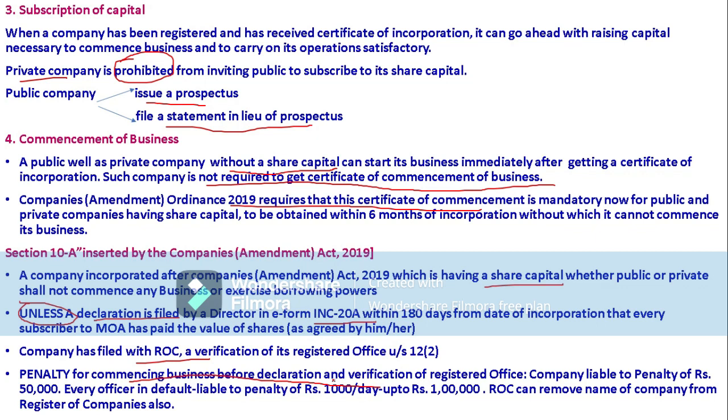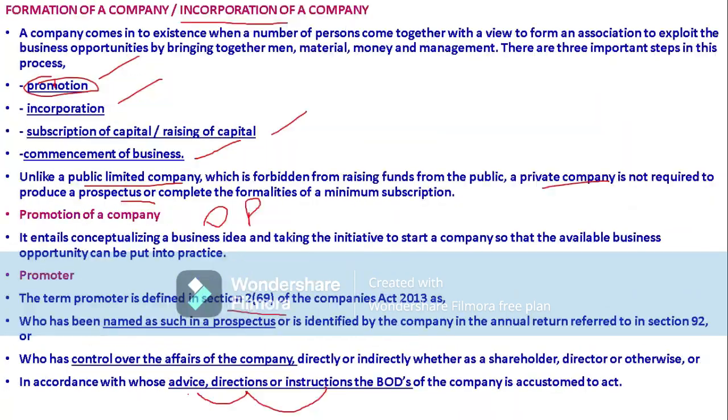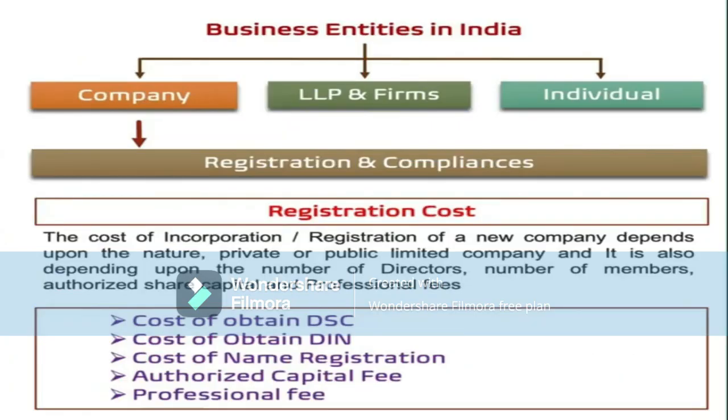So this is about the formation, incorporation or registration of a company. The details regarding these I have given in a tabular form, regarding the registration cost. While going for registration, every company needs to pay some fees, which include the cost of obtaining the DSC, DIN, name registration, authorized capital fee, and professional fee. All these make up the registration cost.